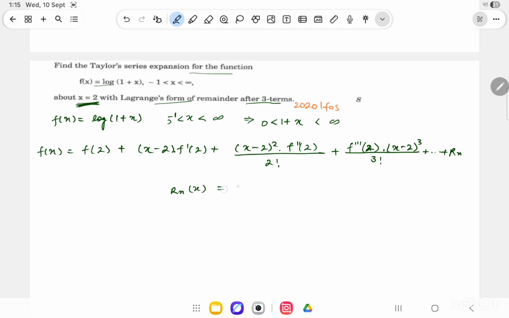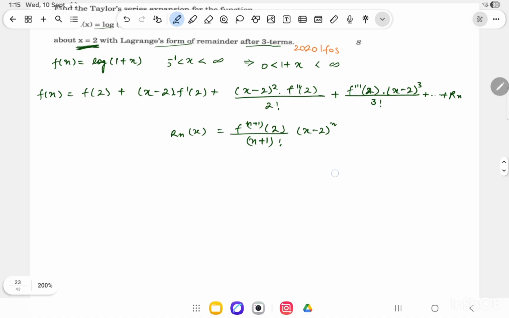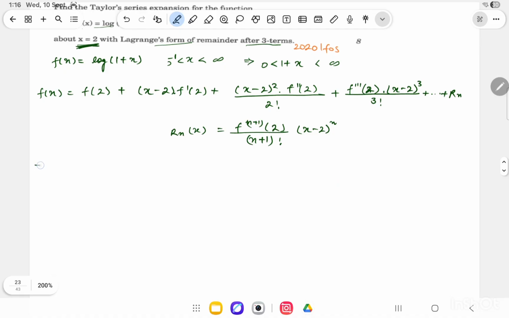f^(n+1)(c)/(n + 1) factorial times (x - 2)^n. So my expansion will be basically f(x) = f(2), that is log(1 + 2), that is log 3, plus (x - 2) f'(2). So we are supposed to calculate f'(2), f''(2) and so on. So first let's do that.